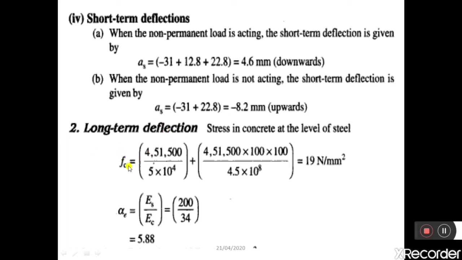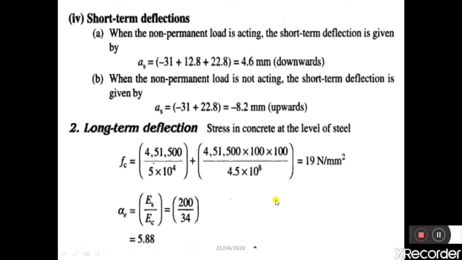So here, if we want to calculate the losses in concrete, we need to know the compressive stresses developed in the concrete. So compressive stress developed in the concrete, Fc, is equal to P by A, initial pre-stressing force divided by area, plus initial pre-stressing force into e square by moment of inertia. So e square is 100 into 100, here we have two eccentricities, which gives Fc equal to 90 Newton per mm square.